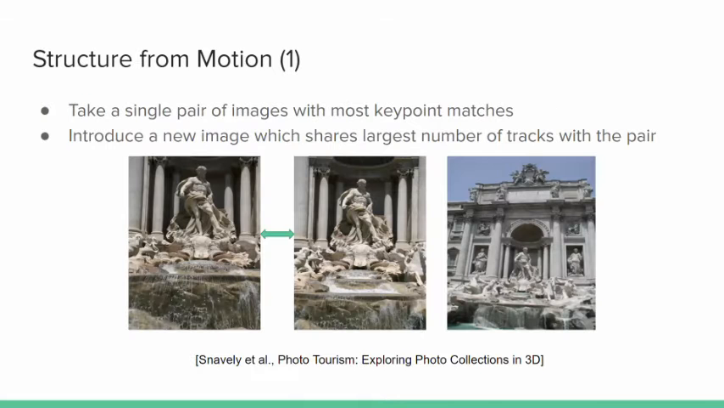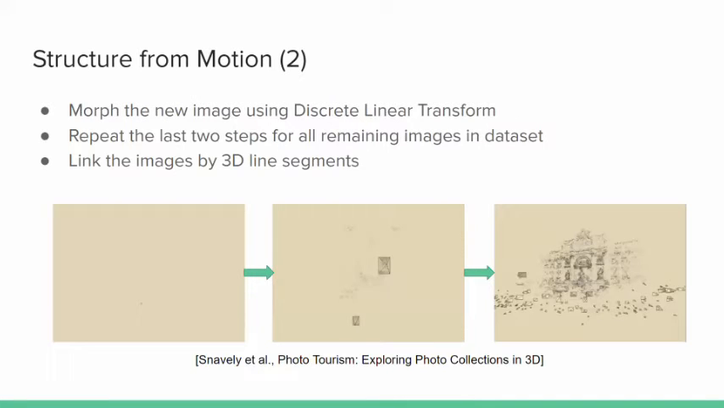Now we'll have a look at something called structure from motion, which is the most important part of this scene reconstruction technique. It gives a sparse model of the site while also estimating the relative position and orientation of the cameras. It's an elaborate method, so we'll see it again step by step. Okay, so first we select a single pair of images among the dataset which have the maximum number of matches. So these two images shouldn't be identical if a single homography transform is applied to either of them. So we then introduce a new image which has the largest number of tracks with this pair.